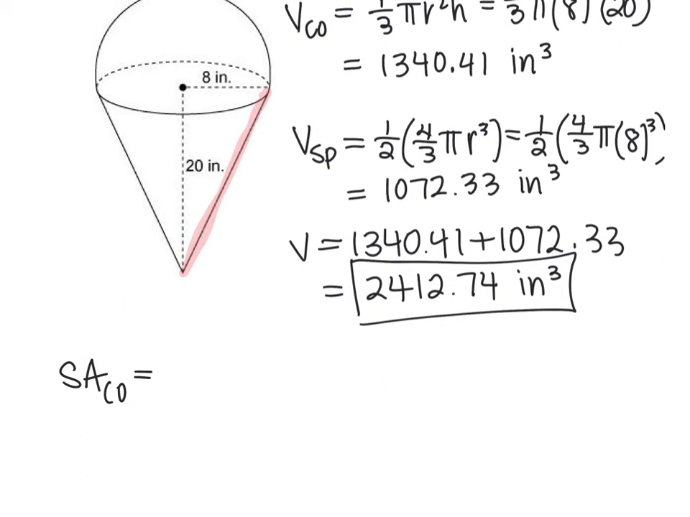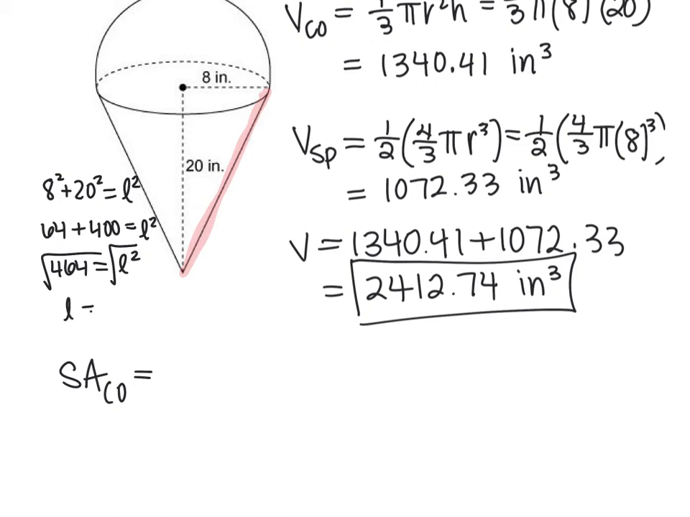So I need to solve for that first using the Pythagorean theorem. So we're going to have 8 squared plus 20 squared, because our radius and our perpendicular height make up the sides of our right triangle, equals L squared. 8 squared is 64. 20 squared is 400. So we have 464 equals L squared. Then we take the square root, and we get that we have a slant height of 21.54.